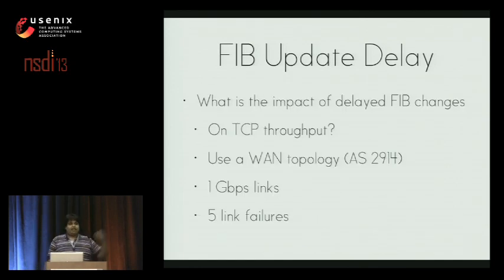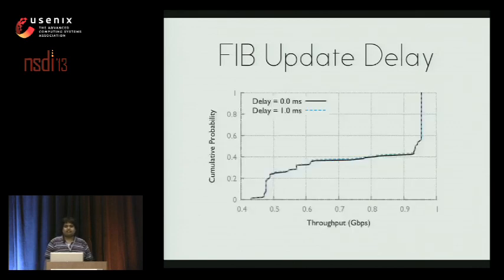The other question one might ask with FIB update delays is what happens to TCP throughput. For this, we used a WAN topology and 1 Gbps links for ease of simulation. And again, we find that statistically, there isn't any difference between the two.